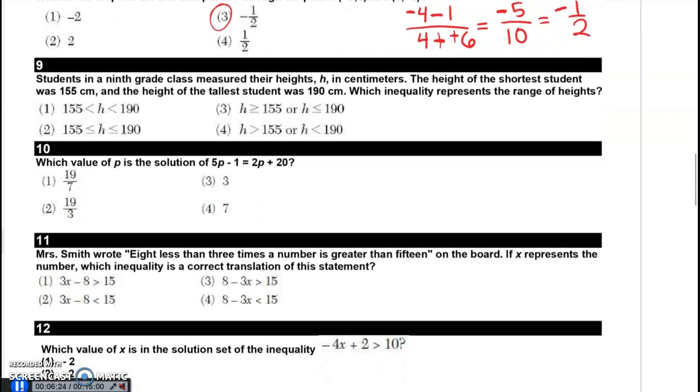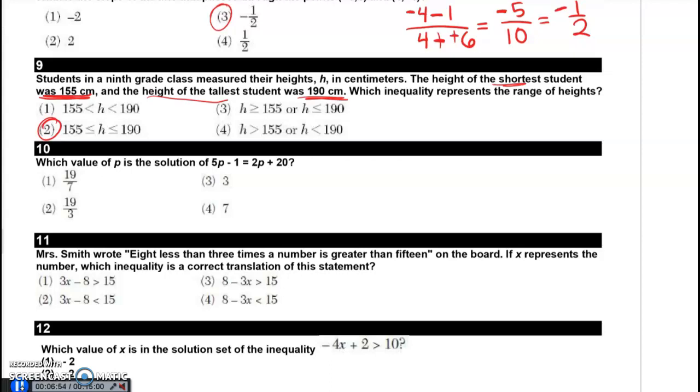Number 9, okay, they're basically just asking us to represent the height of the students. The shortest was 155 centimeters, and the height of the tallest student was 190 centimeters. Okay, so shortest and tallest, which means it has to include those values. So that's going to have to be number 2 here. So the height has to be greater than or equal to 155 and less than or equal to 190.